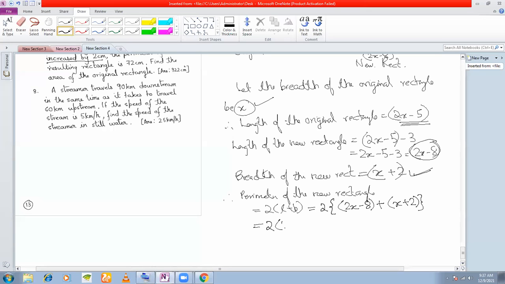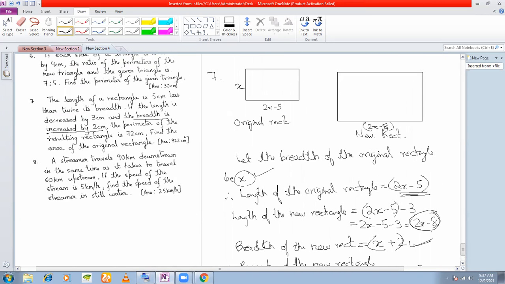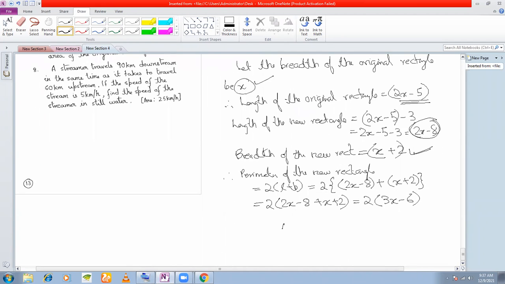Twice you have 2x minus 8 plus x plus 2, which is equal to twice 3x minus 6. This is the new perimeter of the new rectangle. And what is the perimeter of the resulting rectangle given here? 72 centimeters. So that means this must be equal to 72. Now you can solve this equation and get the value of x.